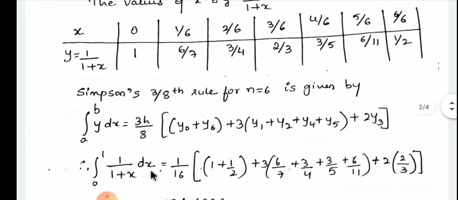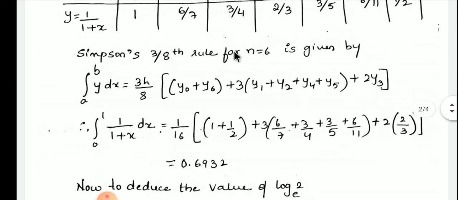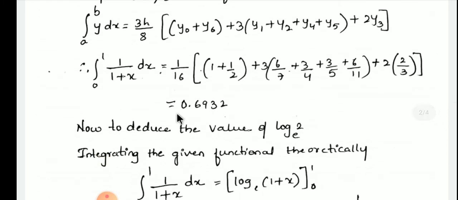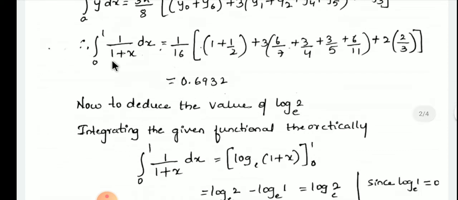Therefore, by applying the formula, y0 plus y6, because the last term is y6, plus 3 into y1 plus y2 plus y4 plus y5, plus 2 into y3. Substitute the respective values and simplify it. You are going to get the answer 0.6932. This is your answer for the integral from 0 to 1 dx divided by 1 plus x.